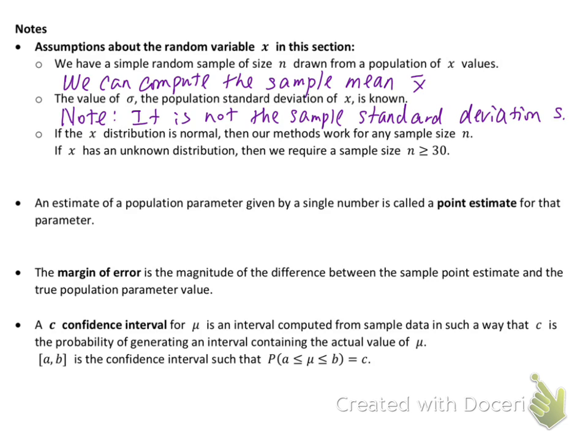Also, if x distribution is normal, then our method works for any sample size. If x has an unknown distribution, then we require a sample size n greater than or equal to 30. This is the same as the previous lecture. Pretty much it's where we get from the central limit theorem. If x is normal, x bar is normal. If we don't know if x is normal, then we need n greater than or equal to 30. Same.